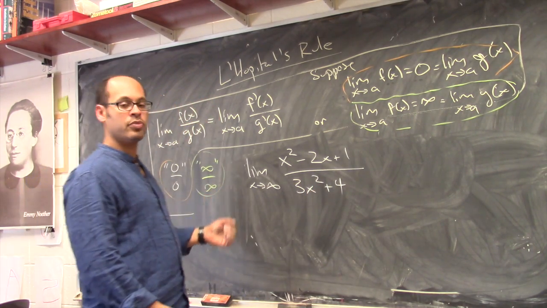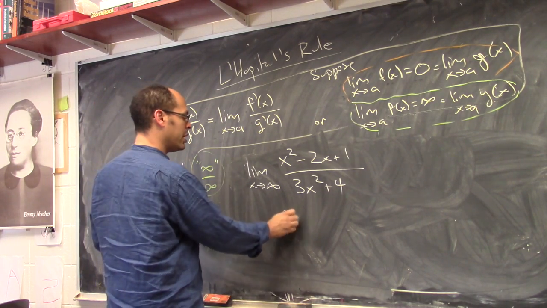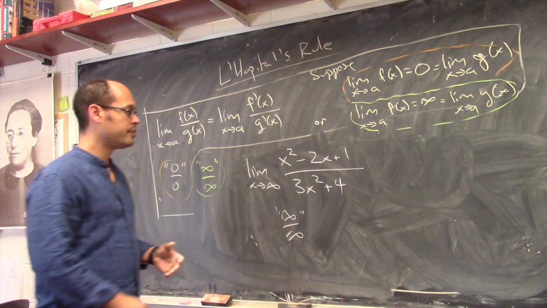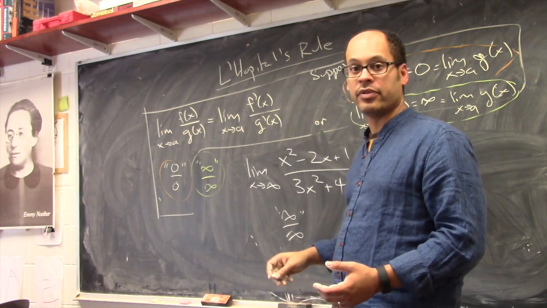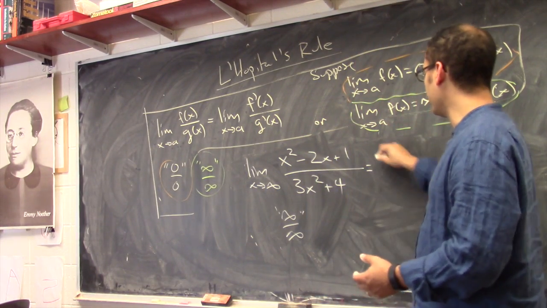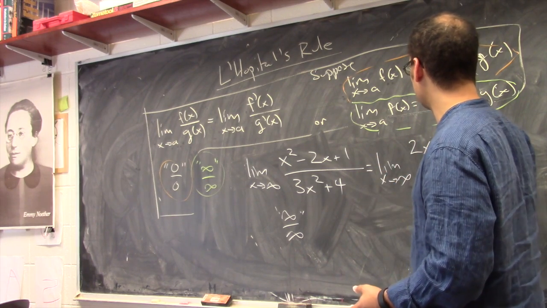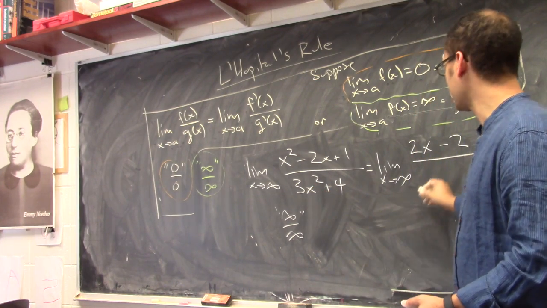In this case, again, we can easily analyze that the top and bottom both go to infinity. We have an infinity over infinity type situation. And so that means that I can apply L'Hopital's rule and take the derivative of the top and the bottom. Taking the derivative of the top gives me a 2x minus 2. The 1 goes away. And the bottom I have a 6x.